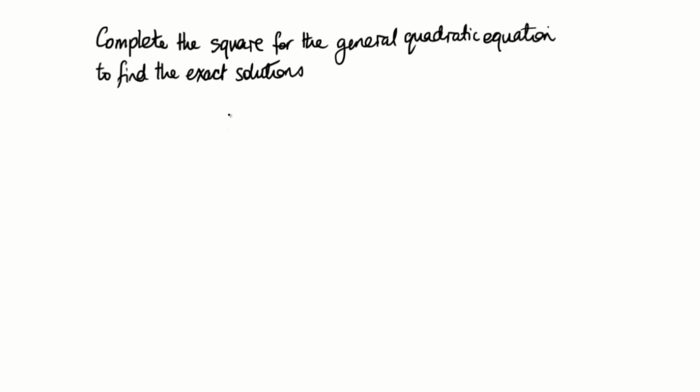Right, just to finish off then, this is for all those of you that have used the quadratic formula at GCSE and were slightly unsatisfied as to why that was the equation. Here's the full story. Complete the square for the general quadratic equation to find the exact solutions. So by the general quadratic equation we mean ax squared plus bx plus c equal to 0.